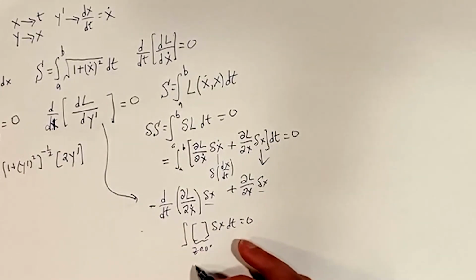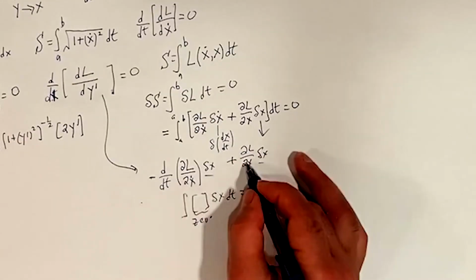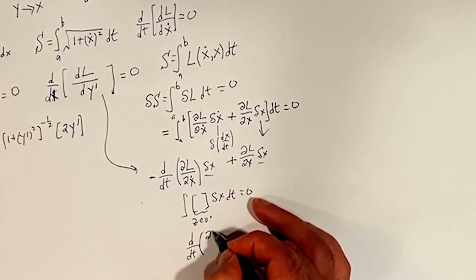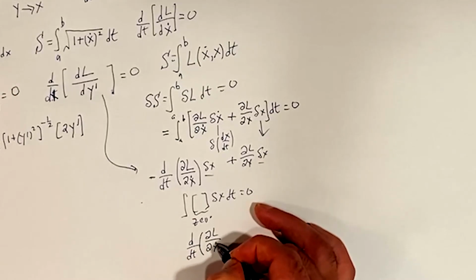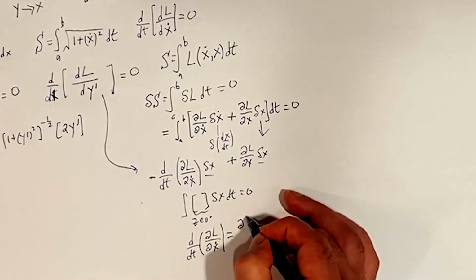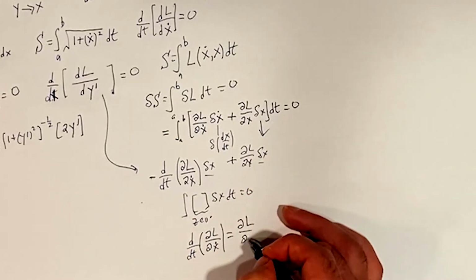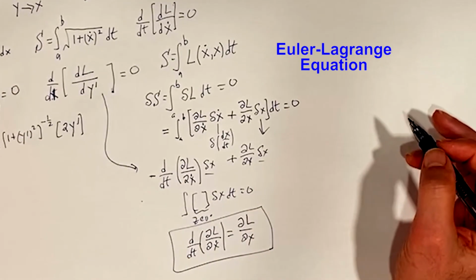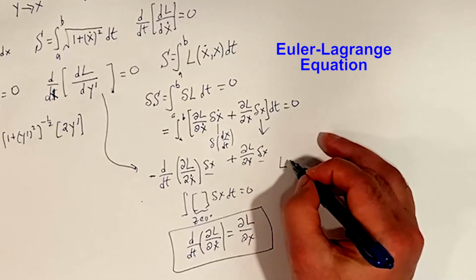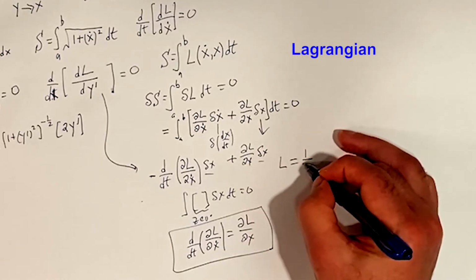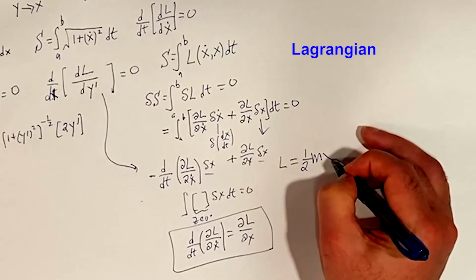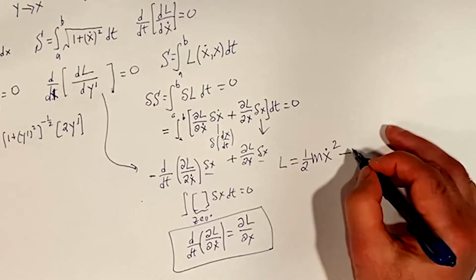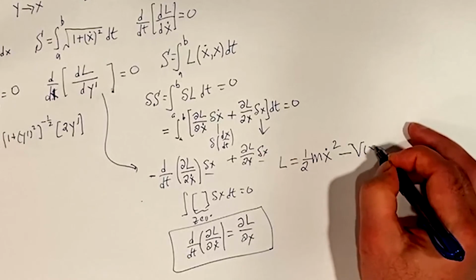So we get the result here that these have to be equal. In other words, d/dt of the partial of L with respect to x dot has to equal the partial of L with respect to x. And it's the Euler-Lagrange equation. Now watch this. If the Lagrangian is equal to the kinetic energy, which is 1/2 mv squared, minus the potential energy.